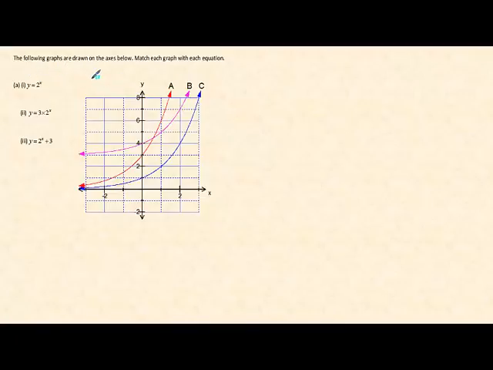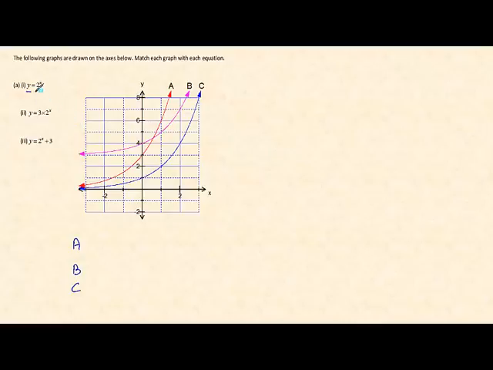The following graphs are drawn on the axes below. Match each graph with its correct equation. So let's see, we've got A, we've got B, we've got C.